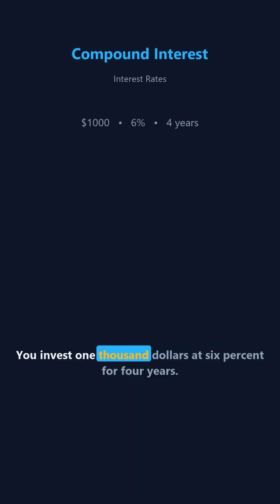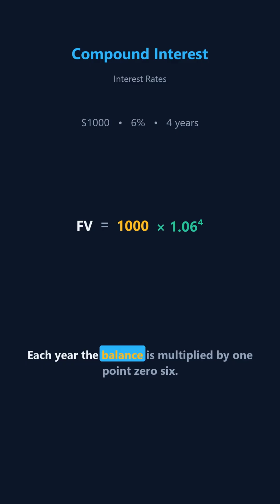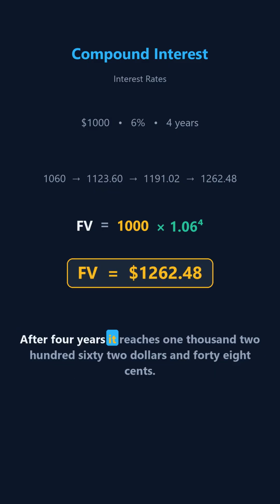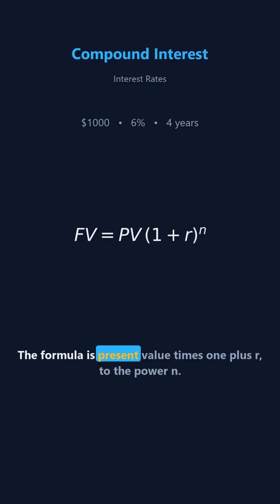You invest $1,000 at 6% for 4 years. Each year, the balance is multiplied by 1.06. So it grows to $1,060, then $1,123, then $1,191. After 4 years, it reaches $1,262.48. The formula is present value times 1 plus R to the power n.